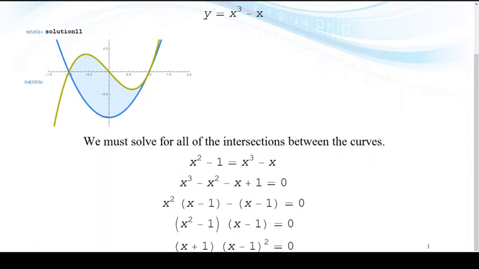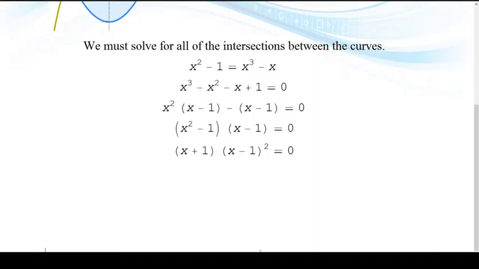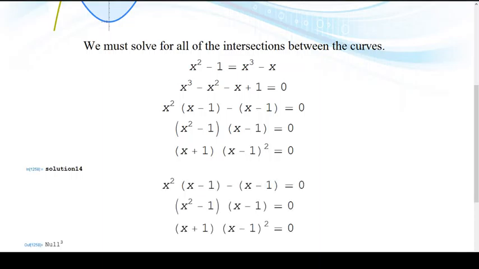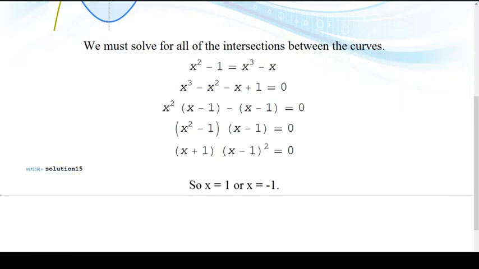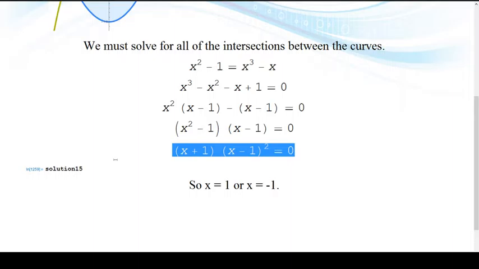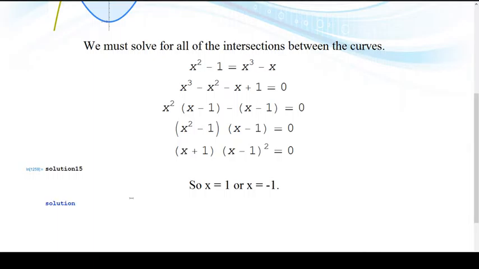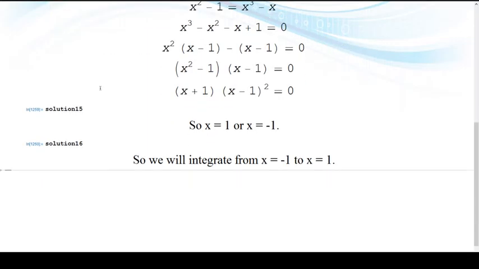Let's move that up the screen. So now that we've figured out our solutions, our intersections between our curves, this means that the limits of integration should be 1 and negative 1, because the solution to this equation was 1 or negative 1. So those are our limits of integration.